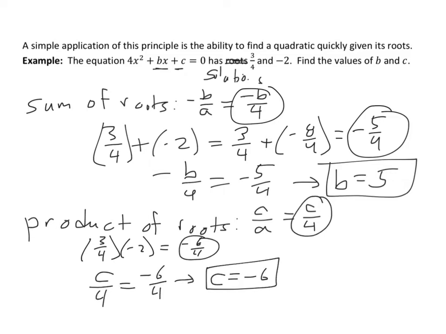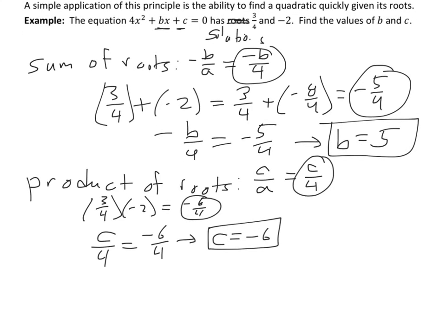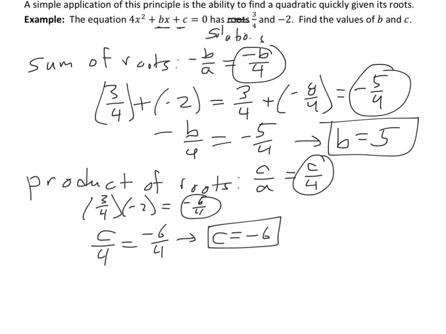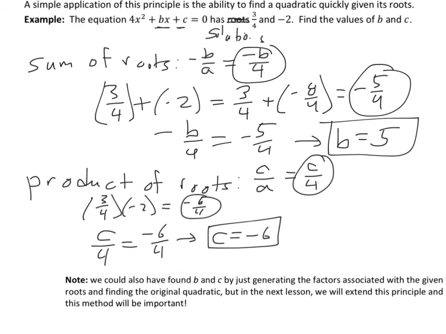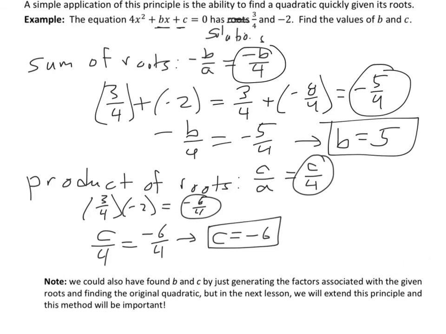And there we go. We found the values of b and c using this principle. Now, I do want to point out there is another way that we could have done this problem. We could also have done this by taking these solutions, turning them into factors, and then multiplying those factors together and finding b and c.